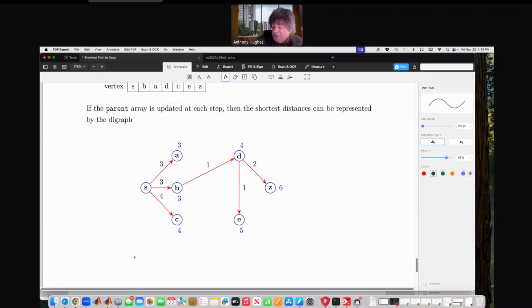So the other way to draw the spanning tree, of course, is S goes to A, goes to B, goes to C. B goes to D, and then we get E and Z. So you can do the spanning tree like that. This is 3, this is 3, this is 4, this is 4, E is 5, and this is 6. So you can draw the spanning tree in the conventional way.